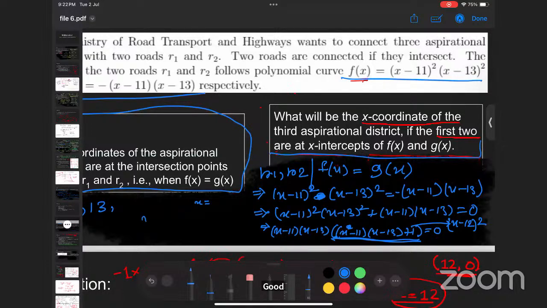So the factors will be x minus 11, x minus 13, and (x minus 12) whole square, that is equal to 0. That means x equals 11, 12, 13, right?